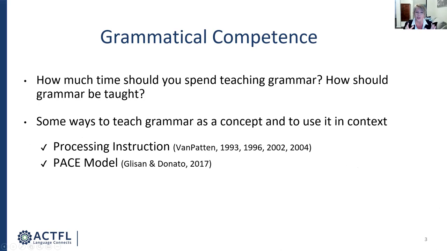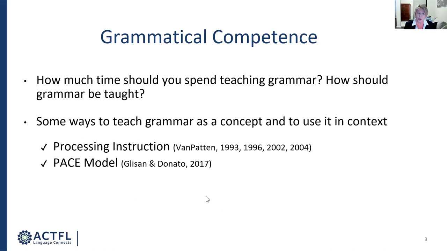We're going to take a first look at grammatical competence. This is just a reflection question for you to think about. How much time should world language teachers spend teaching grammar, and how should grammar be taught? Last year, one of my doctoral students delivered a survey to all the world language teachers in Georgia. And we found that about 75% of the time, world language teachers were reporting that they were spending that much time teaching grammar and vocabulary. So that's a lot of the time. So let's think about how much time you might spend teaching grammar. And when we do teach grammar, what are some good ways to do so?